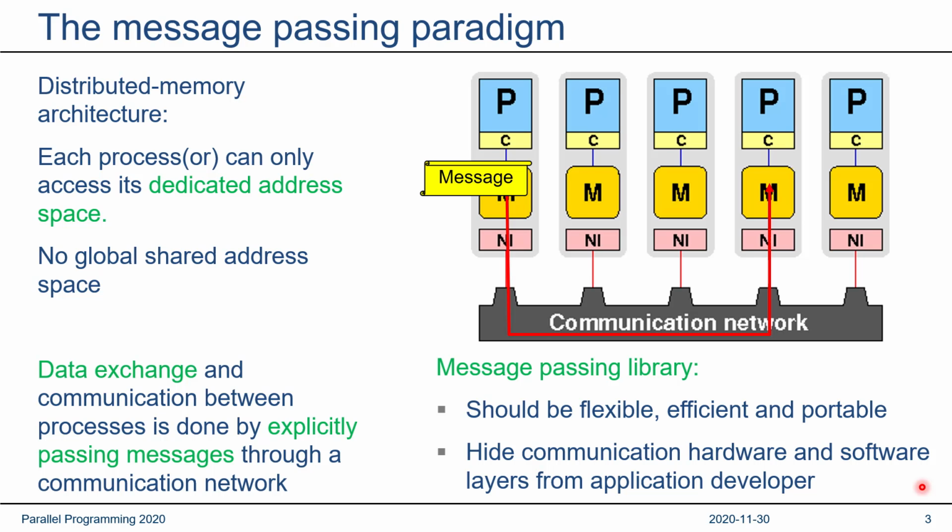A message passing library, if you want to use it, should be flexible, efficient, and portable. Portability is actually the main concern because we want to run a parallel program that was developed and optimized on one system more or less as effectively on a different system. That also means that abstraction is key. We want to hide the communication hardware and software layers from the application developer. You as a developer should not be concerned with what is the actual hardware used to implement the communication network, for example. This is all abstracted away.